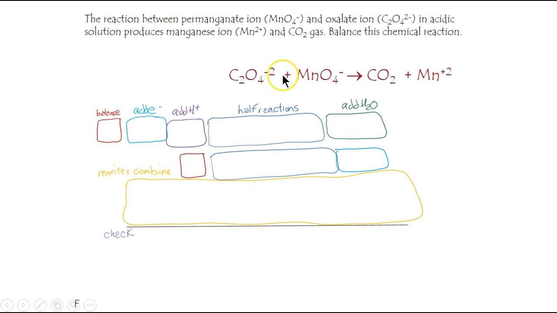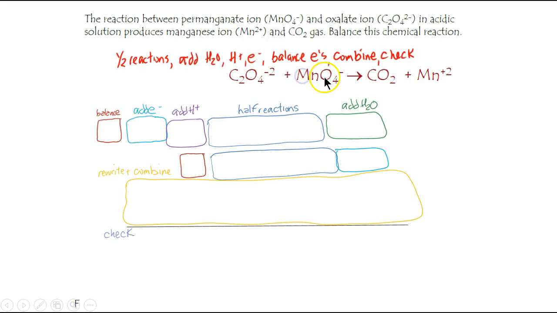For example, we can do the permanganate turning into Mn2+. Permanganate's fine, but we have 4 oxygens there, so we'll have to add 4 water molecules to this side. In turn, we'll have to add 8 H pluses to that side. Then we'll have to balance the electrons.